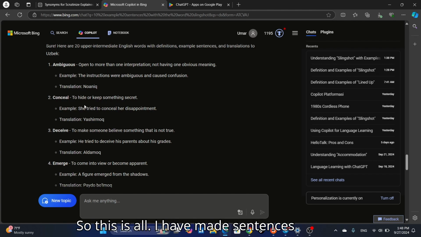So this is all. I have made sentences using words such as conceal. I also used words from the definition of the word. Example sentence 2. I used concealed and disappointment. Basically, what I'm trying to do is doing my best to include all these words in my sentence to help myself memorize words, word connections, phrases, and grammar of these words being connected.